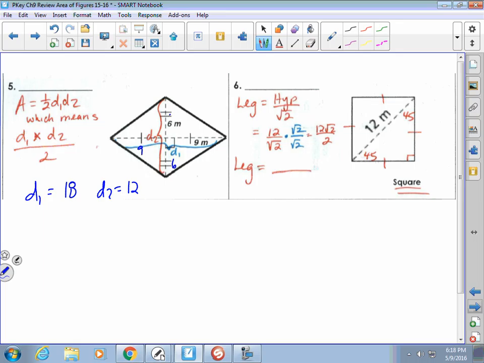So when I plug it into my formula, we're just doing 18 times the 12 divided by 2. This was 108 meters squared.